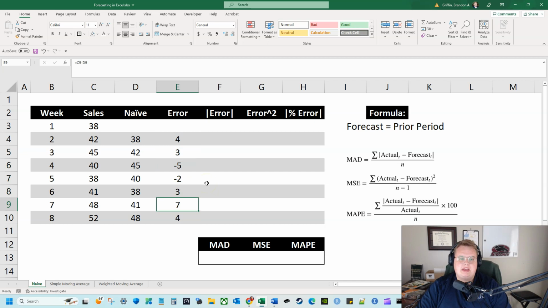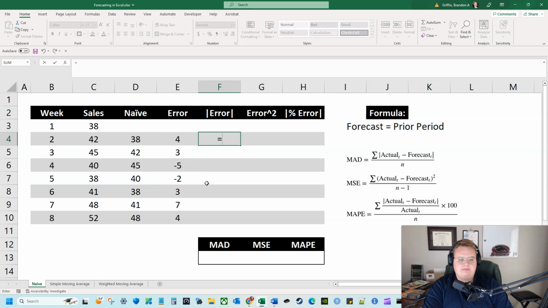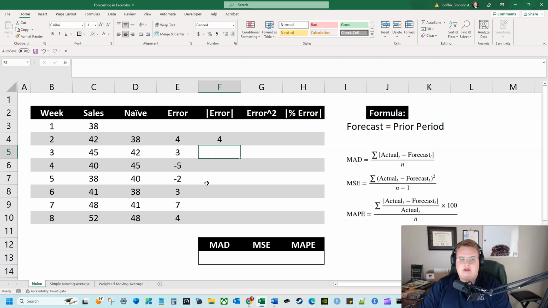So what we need to do is either square it or take the absolute value. An absolute value just takes the positive value. Here I could use the absolute value formula, but because it's easy, I'm just going to type them in. So 4 is positive 4, 3 stays positive, it's 3. -5 becomes positive 5. -2 turns into positive 2. 3 stays at 3, 7 stays at 7, and 4 stays at 4.